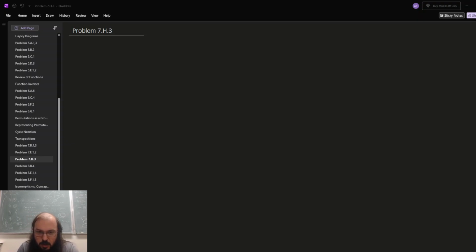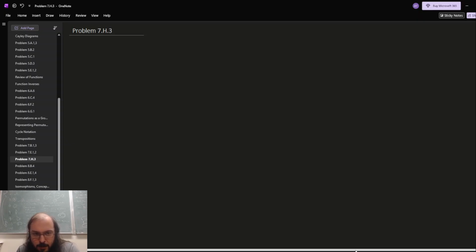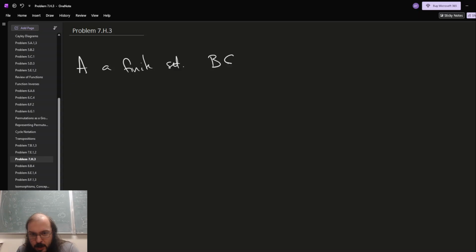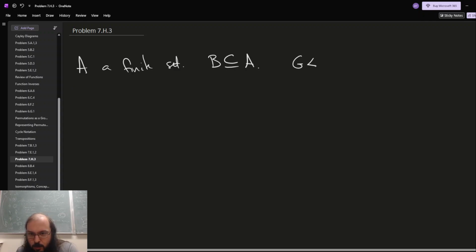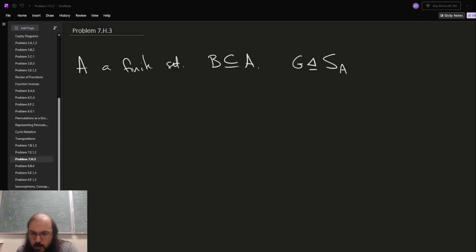So let's be a little bit specific and write on the problem statement. In the problem setup, we have a finite set A. B is some subset of A. And we look at the subgroup of S_A with the following property. Actually, I'm realizing that I said subgroup, but the exercise is to prove that it's a subgroup.